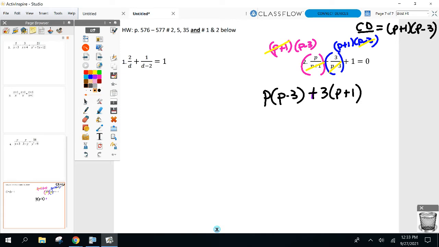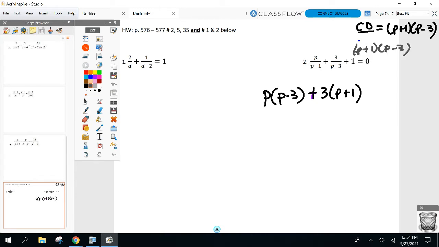Okay, now here comes the big one. Let me get rid of all this right here, just so I can clean it up a little bit. Don't forget to multiply the 1 by your common denominator. P plus 1, P minus 3. Is there anything to cross out here? No, there's nothing. Look, it's a denominator of 1. There's nothing to cross out there. We're done. Plus, you're going to have to do a little double distribution here in a second. All equal to 0.